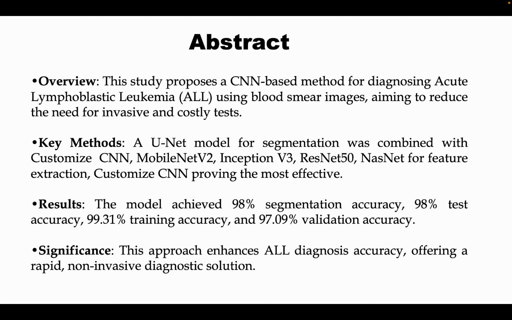We combined a UNet model for image segmentation with customized CNN, MobileNet v2, Inception v3, ResNet 50, and NASNet for feature extraction. Among the architectures tested, customized CNN achieved the best performance, with results showing 99.31% training accuracy, 97.09% validation accuracy, and 98% test accuracy.